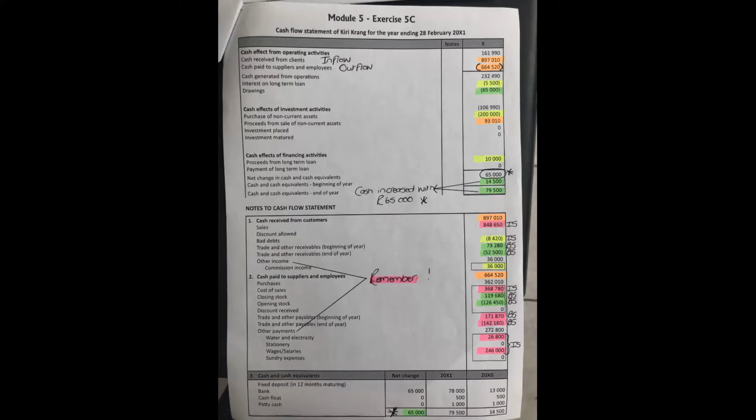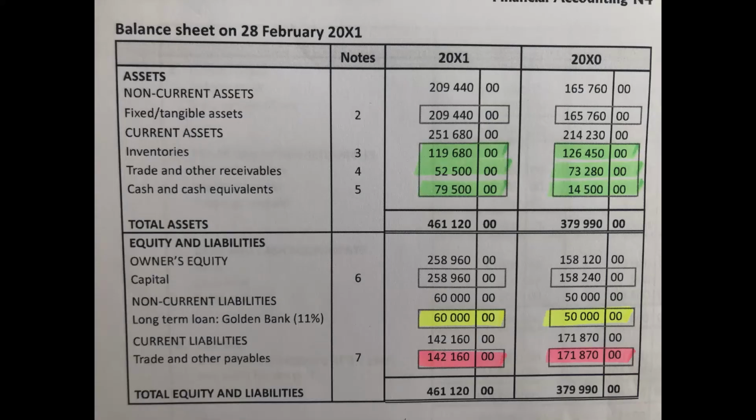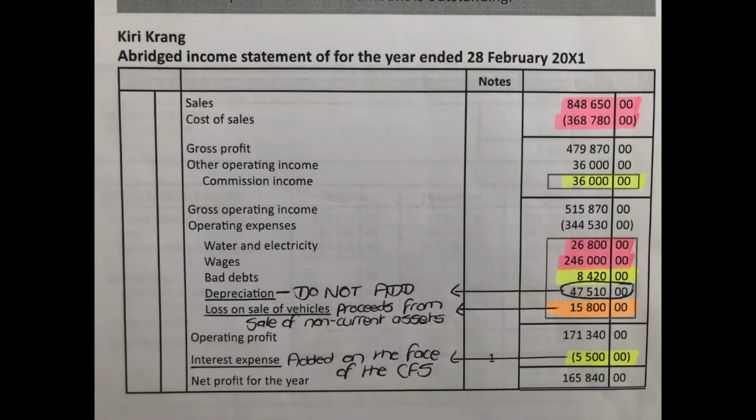we get to the amount for purchases, which was 362,010. Okay. And then we need to add trade and other payables at the beginning of the year, which was 171,870, and we get that amount from the balance sheet, and we deduct trade and other payables at the end of the year, which we also got from the balance sheet, is 142,160.